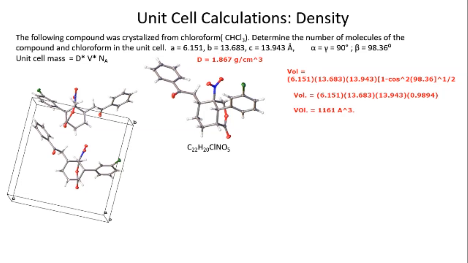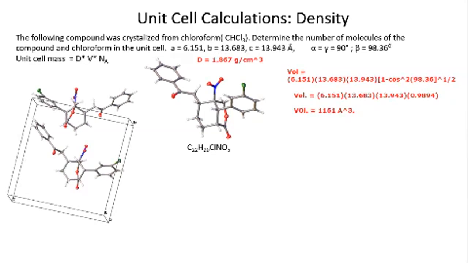cubed so that the volume unit in the density cancels out with the volume unit in the volume, angstrom cubed. So we got to convert angstrom cubed to centimeters cubed. And that becomes 1.161 e to the negative 21. That's centimeters cubed.